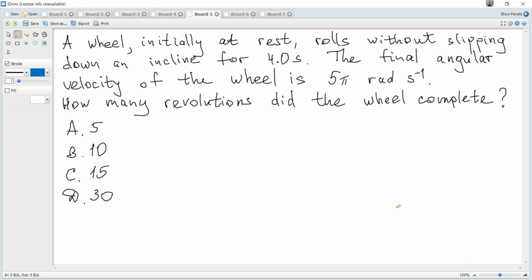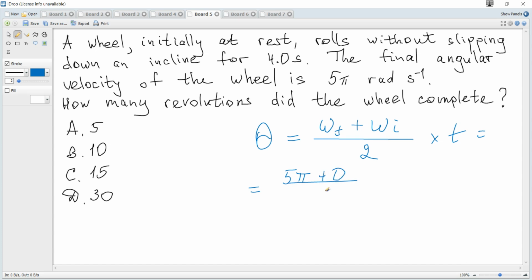So the angular displacement should be found, and since time is given, and the initial and the final angular velocities are given, the next formula can be used. It says that the angular displacement is equal to the final angular velocity plus the initial angular velocity, divided by 2 and multiplied by time. We get 5 pi plus 0 over 2 times 4, and it's what? It's 10 pi, and hence 10 pi divided by 2 pi, we get that it is equal to 5. So 5 is the required number of revolutions.